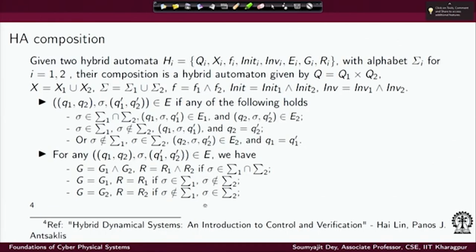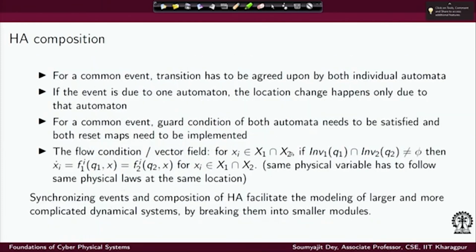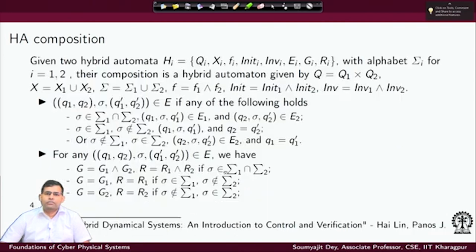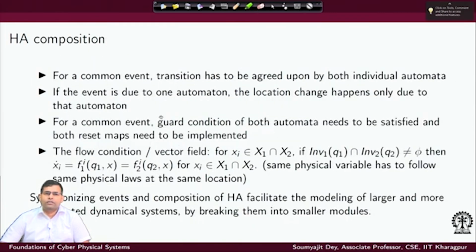Similarly, if it is not a member of the first automaton, only the second, then you are just following the guard and reset of the second automaton, and the first component remains the same. That is what it means. Now, the important thing is that if it is a common event, then the transition has to be agreed upon by both the individual automata. If sigma belongs to both the alphabets, then the guard and resets must be satisfied by both automata. The other things are what we have just said.